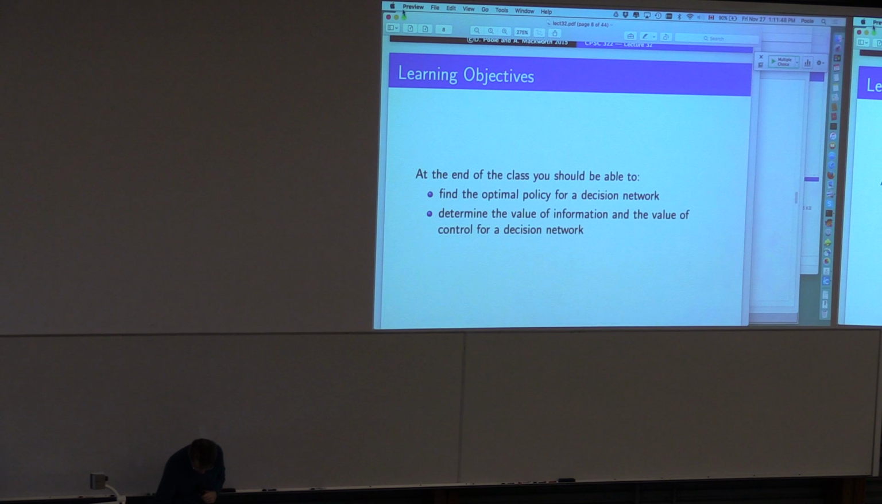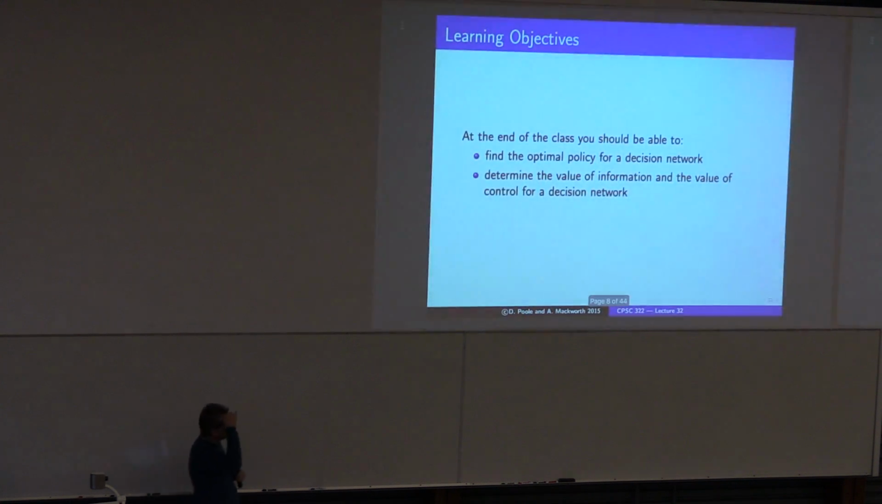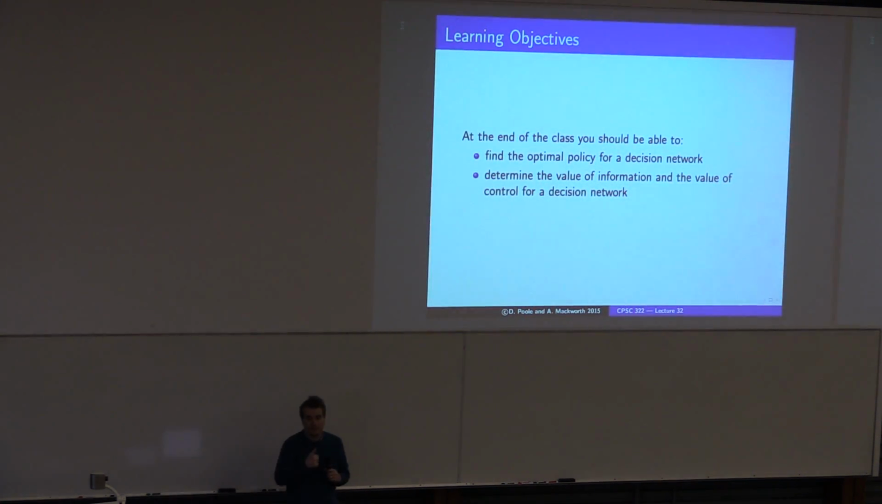All right. What we're going to do today is look at these decision networks. We're going to work out how to compute the optimal policies, how to actually find out what the agent should do based on its model and its utility function. And then we're going to do something called the value of information. We're going to work out how much information is worth to us, and the value of control, how much it would be worth to actually control some variable.